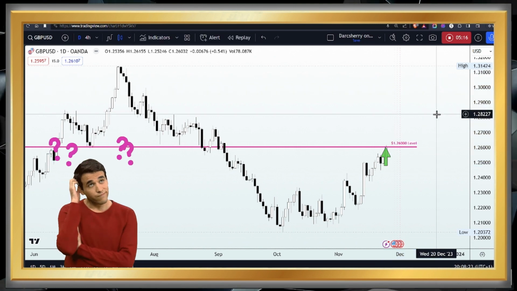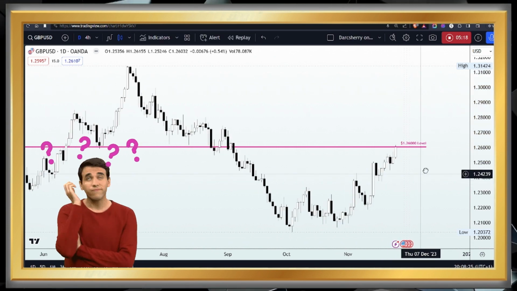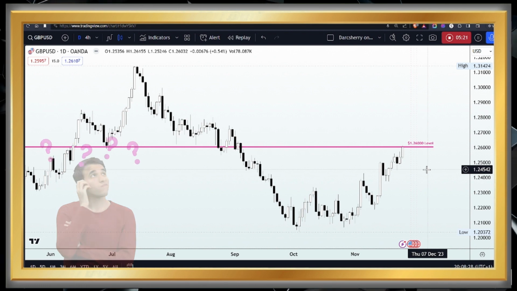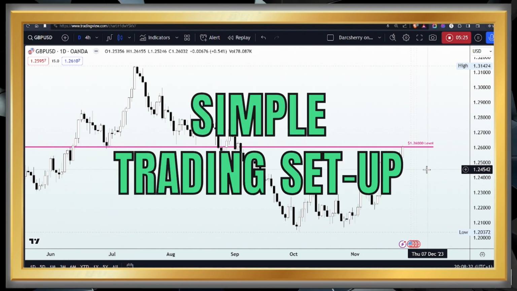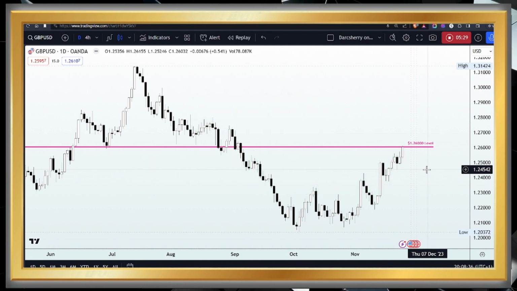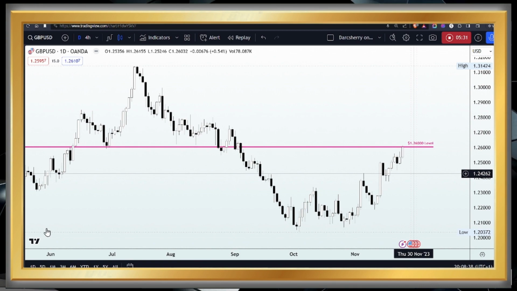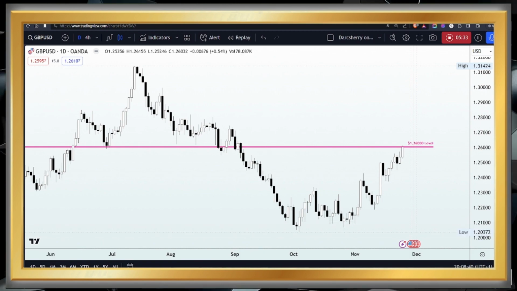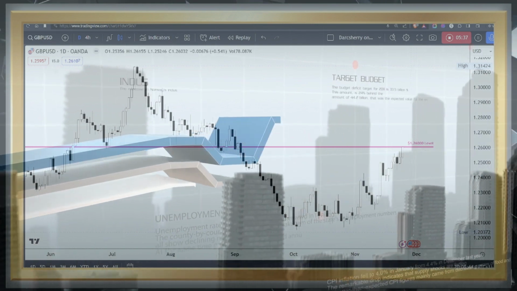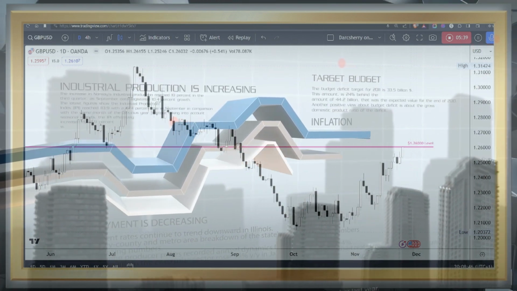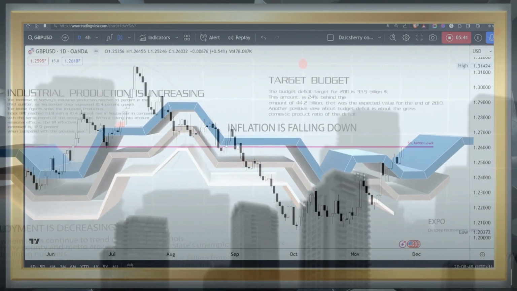Now, to be able to answer this question, I was able to find a simple setup on the 4 hours time frame, which we will be using to position ourselves for the next move. But before we go into the lower time frame, it's important that we keep tabs with the fundamental factors that are likely going to be driving the market sentiment for this week.